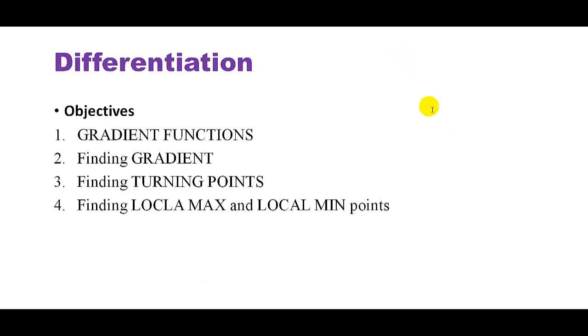So as we discussed earlier, differentiation can be used in two areas. It can be used in finding the gradient. We can use differentiation in gradient, in finding the turning point, and third, finding the maximum and minimum point. So these are the three applications of derivatives.